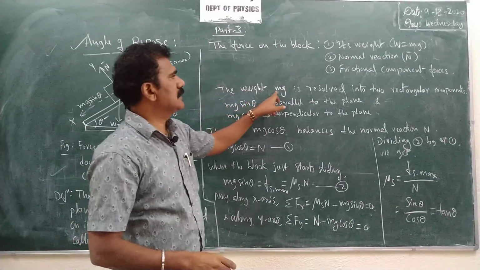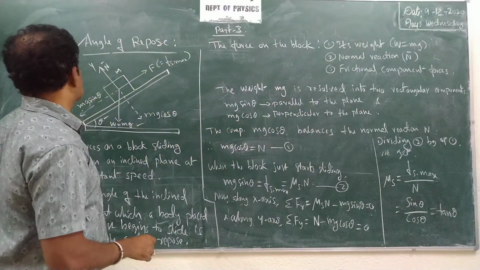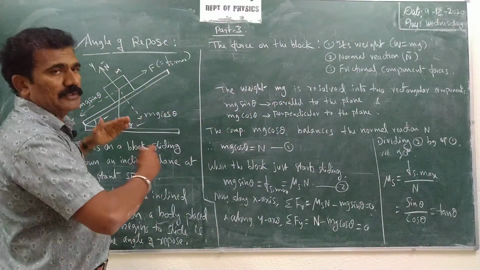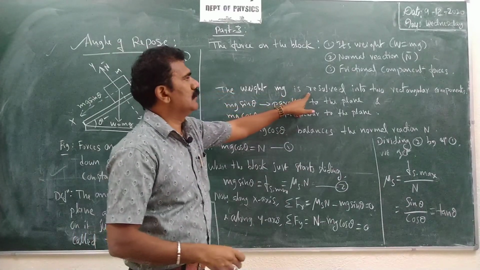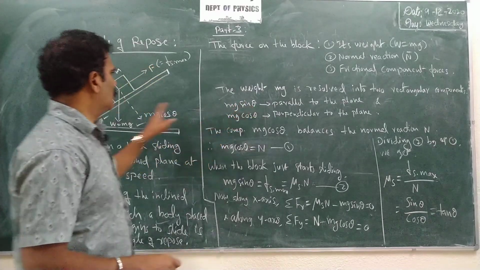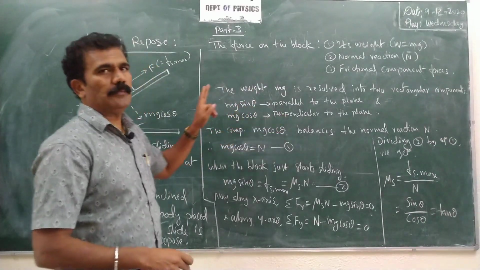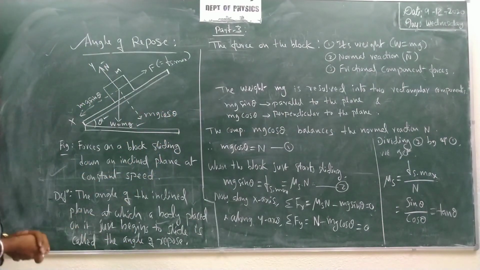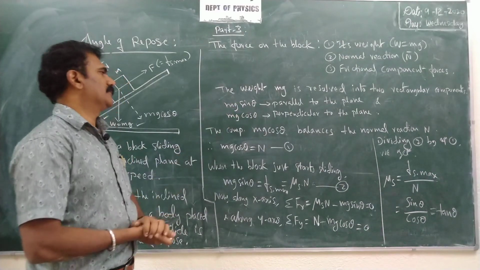The weight mg is resolved because it is not along the x-axis or the y-axis. You have to resolve it into x and y axes. So the weight mg is resolved into two rectangular components, mg sin theta parallel to the plane and mg cos theta perpendicular to the plane. They are called the components of the weight mg.